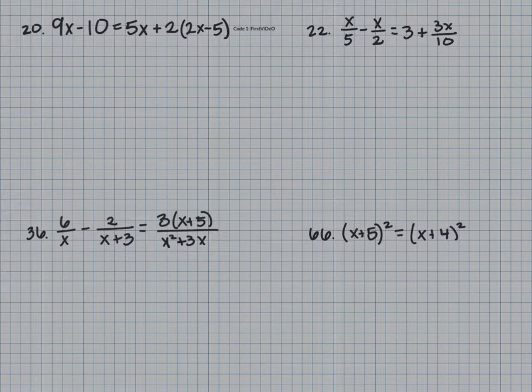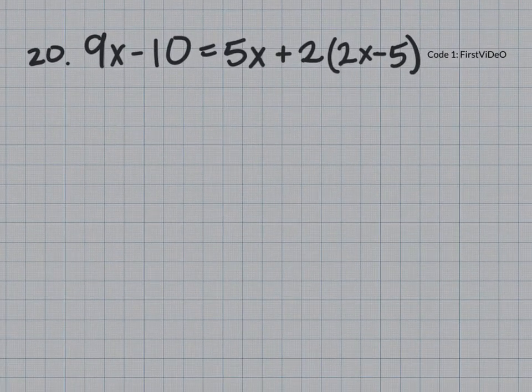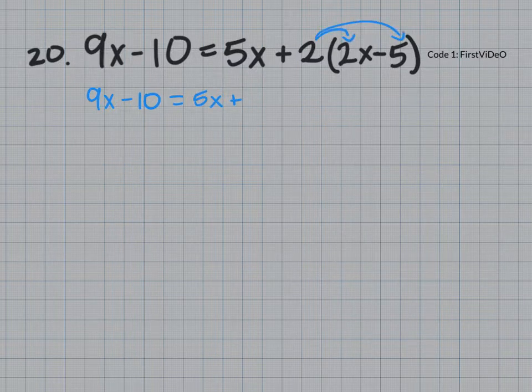Go ahead and look at some examples. We're going to start off by looking at 20. Okay, in 20, our original equation is 9x minus 10 equals quantity of 2x minus 5. So first thing I'm going to do is that first step that we saw on the list on the last slide, and I'm going to transform my equation to an equivalent one by getting rid of those parentheses on the right side. So I get 9x minus 10 equals 5x plus, and so I'm going to distribute the 2 to the 2x and the negative 5. So I get positive 4x minus 10.